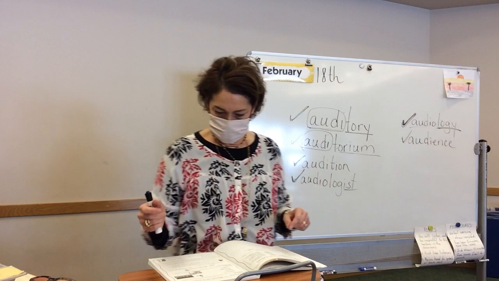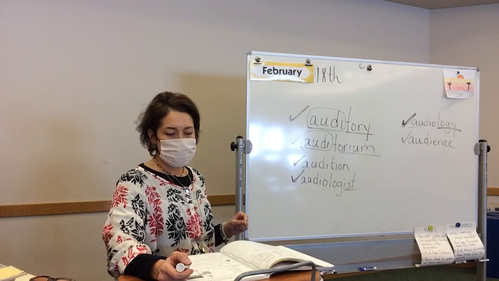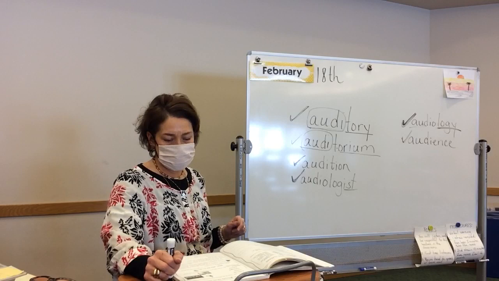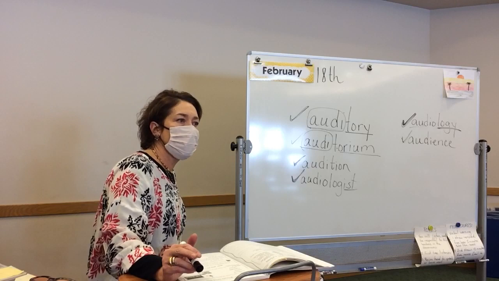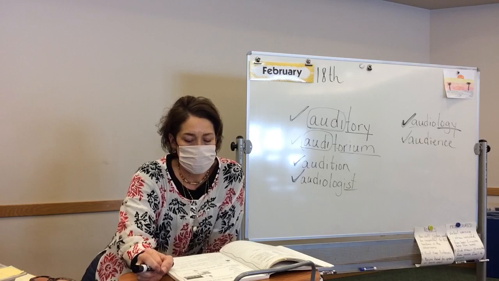All right, let us move to page 27. Draw a line from each word to the picture that shows its meaning. So you don't have all the words, you have auditorium, audition, audiologist, and audience. Now, is there a picture for each word? No, there is not. There are three pictures and there are four words. So be very careful of what goes where. So you may begin.